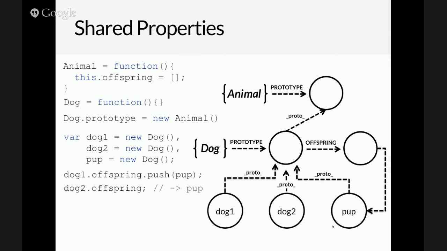An easy way to correct this, I don't think I have a slide for this. Yeah. An easy way to correct this particular scenario would be inside dog's constructor to recall animal's constructor. So you could have the same code, this.offspring equals array, or animal.call this arguments. Those would both do the same thing. Though that would actually give dog1, dog2, and pup their own separate offspring arrays.